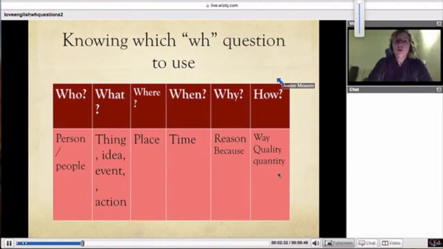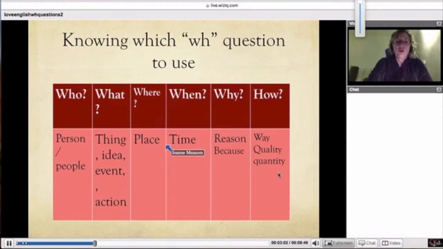Knowing which WH question to use is really important and may take you a while to understand. That's okay. Let's go over them. Who? You use a who question when you want to know about a person or more than one person, called people. Use a what question when you want to know about a thing, idea, which comes in your head, an event, or an action that you might be taking or someone might be taking.